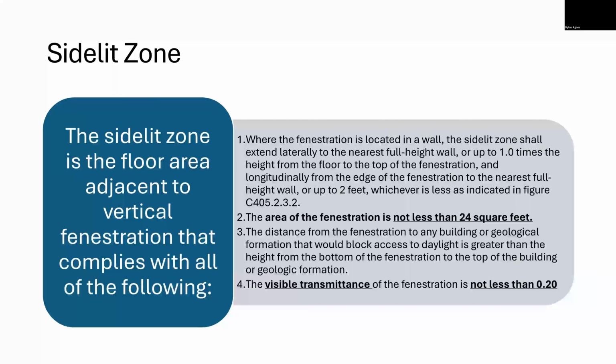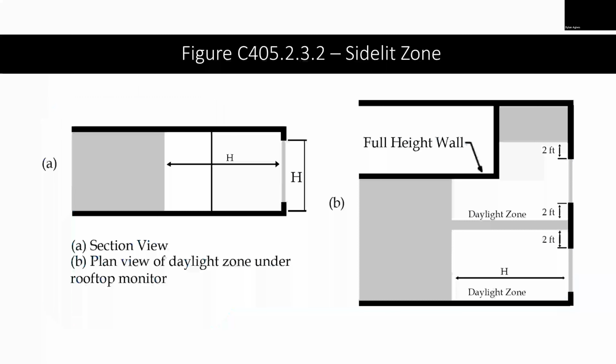So let's talk about the daylight zone. Where the fenestration is located in the wall, the daylight zone shall extend laterally to the nearest full height wall, up to 1 point height from the floor, et cetera. It's a better visual example. So this is how you do it.